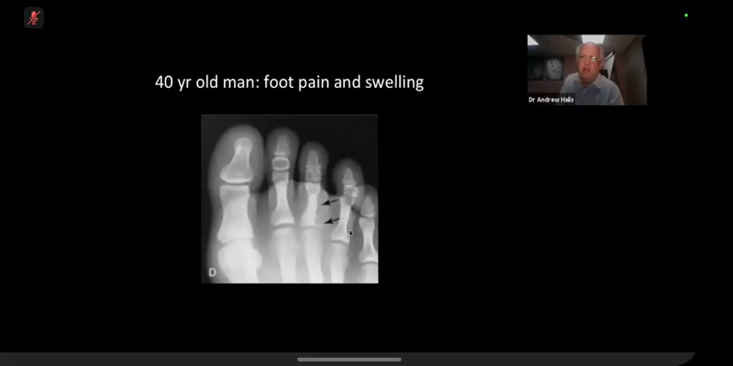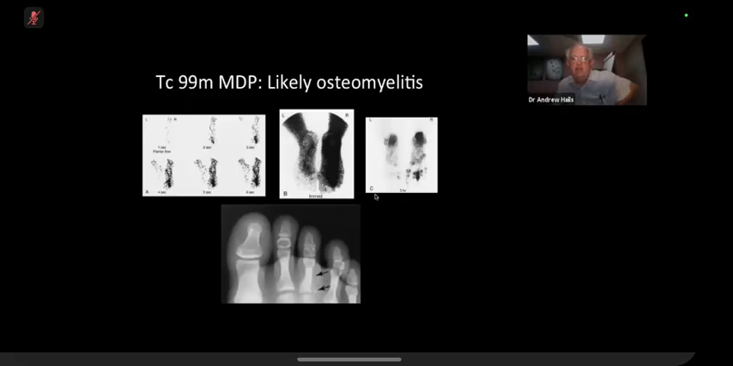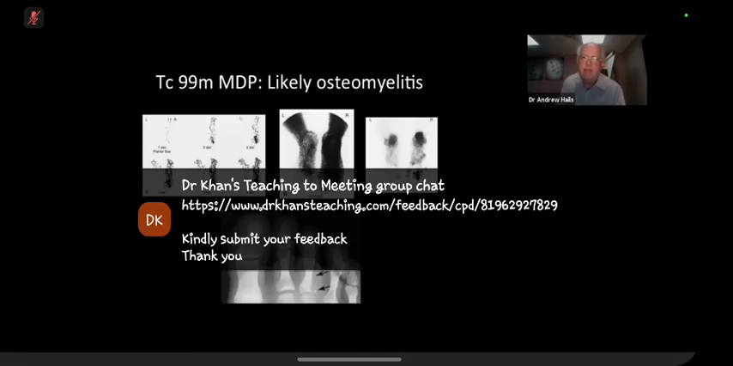Yeah, and here we have the plain film. Yes, and as you said, it's osteomyelitis. The thing I would say is it could also be a septic arthritis because it's around the joint, but yes, that's fine.